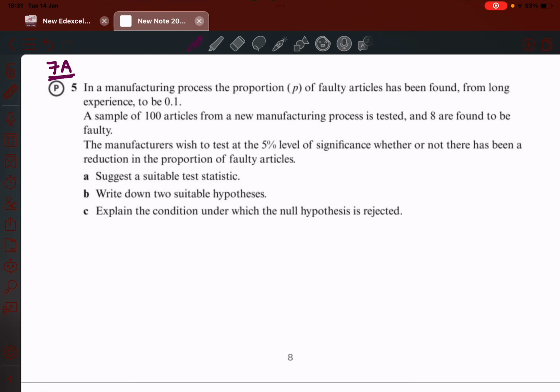Right, so this is exercise 7a, question number 5. We're going to skip past 1 through 4. We're going to do 5 and 6.